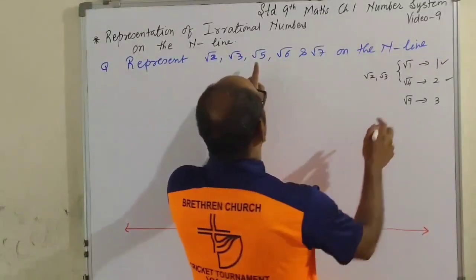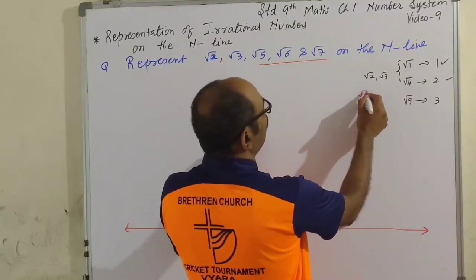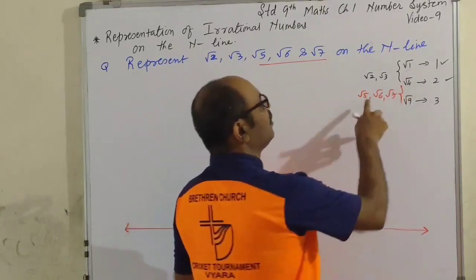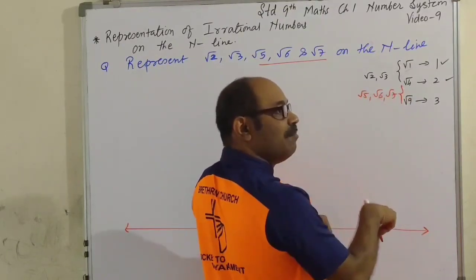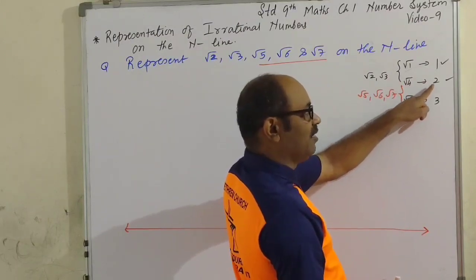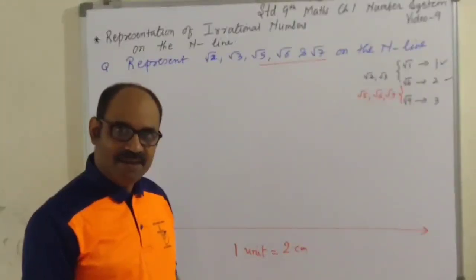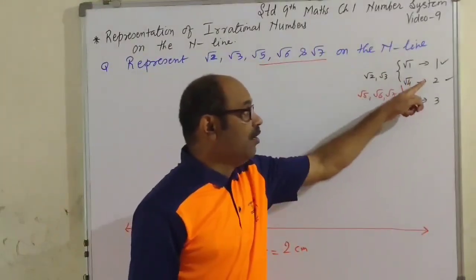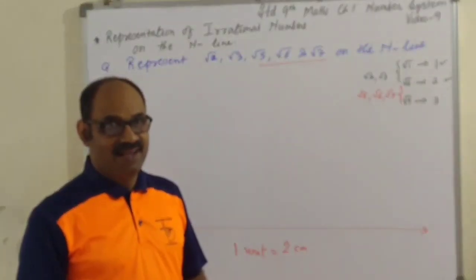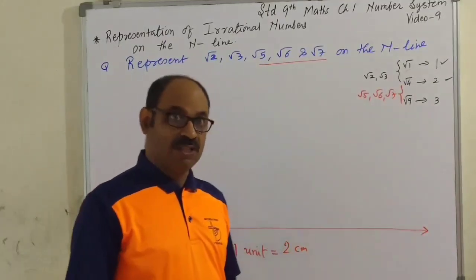There are some more numbers, root 5, root 6 and root 7. Where do they fall? They will come between root 4 and root 9, that is, between 2 and 3. So root 5, root 6 and root 7 on the number line will be represented between the points representing 2 and 3. Are you getting me? So we definitely need 1, 2 and 3. Alright, so we need 1 unit, 2 units, 3 units.